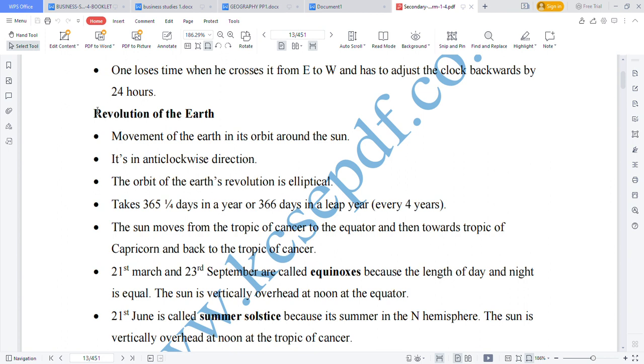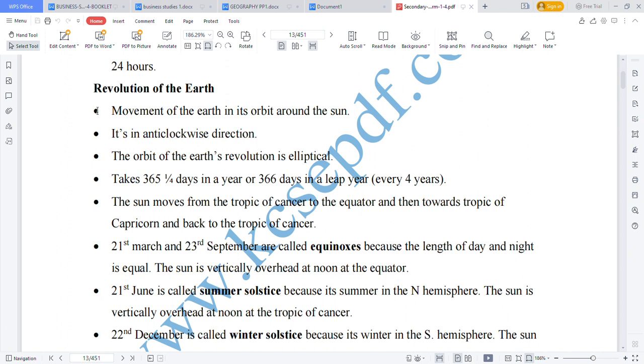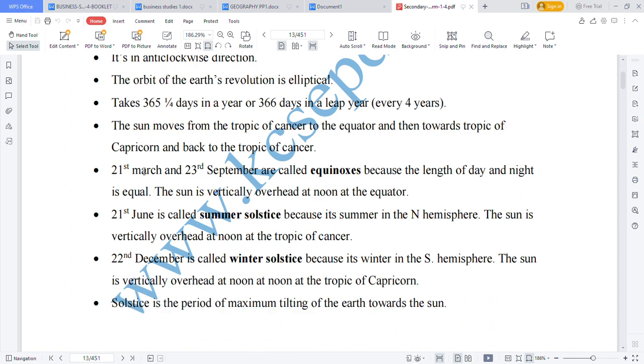You have revolution of the earth. It is the movement of the earth in its own orbit around the sun. It is anti-clockwise. The orbit of the earth's revolution is elliptical. It takes 365 and a quarter days in a year, or 366 days in a leap year. This in a leap year happens after every 4 years.